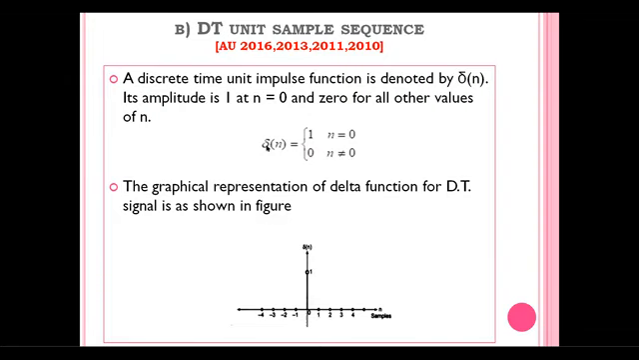But what is the difference between del of t and del of n? Del of t has infinite amplitude at time t equal to 0, but del of n has amplitude 1 at n equal to 0. That is the difference between these two impulse signals.